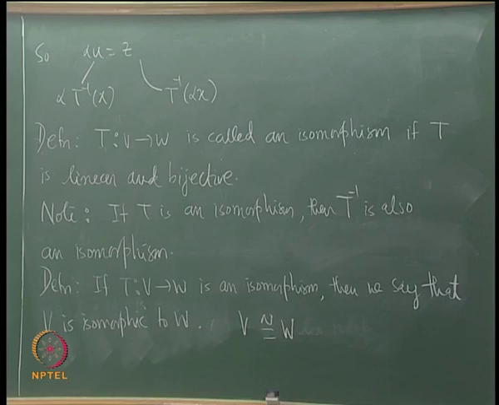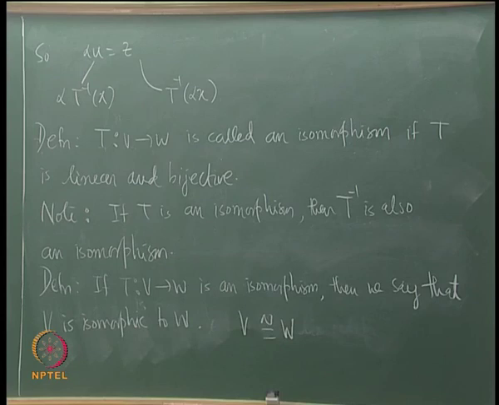If V is isomorphic to W, can I conclude that W is isomorphic to V? Why? T inverse. If T is an isomorphism, then T inverse is an isomorphism from W to V. And so now we can say that V and W are isomorphic. It is not just V is isomorphic to W, we can in this case say V and W are isomorphic.